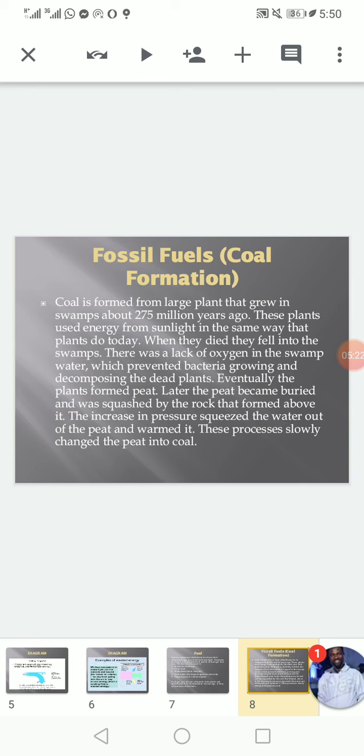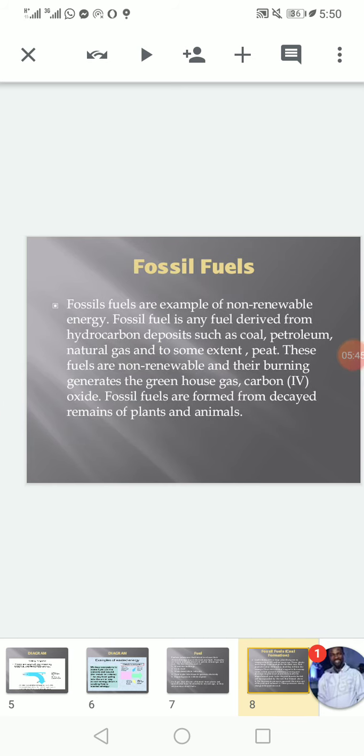Eventually, the plants formed peat. Later, the peat became buried and squashed by rock that formed above it. The increase in pressure squeezed the water out of the peat and warmed it. This process slowly changed the peat into coal. So during the process of coal formation, peat is being transformed into coal.